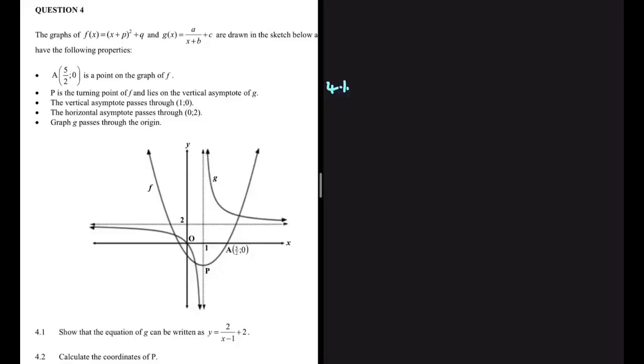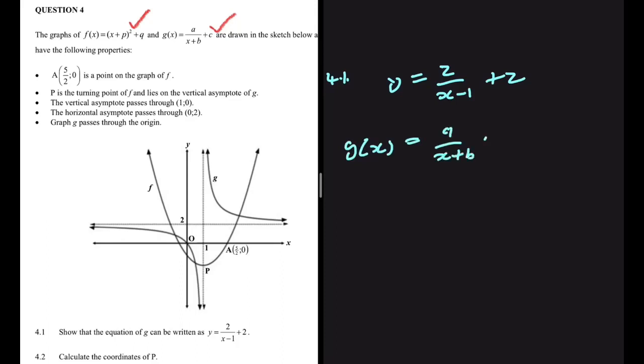Show that the equation of g can be written as y is equal to 2 divided by x minus 1, plus 2. We have two functions, f of x, which is equal to x plus p squared plus q, and g of x, which is equal to a divided by x plus b plus c. And that function g of x is said to be y is equal to 2 divided by x minus 1 plus 2, and that is what we are supposed to show. Well, let's start here. g of x is equal to a divided by x plus b plus c.